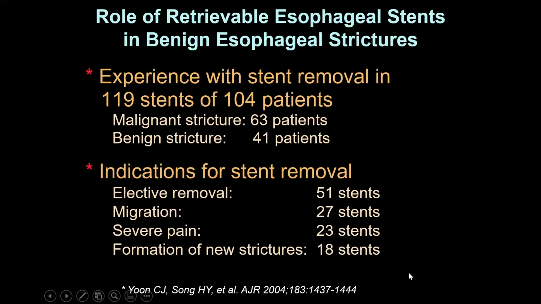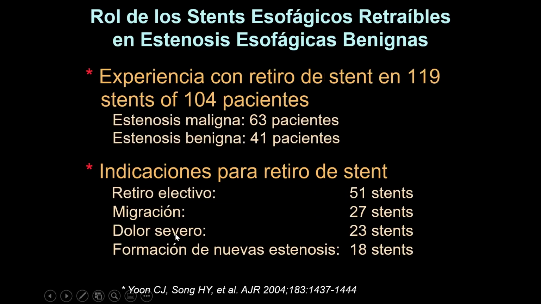In 2004, we reported our experience with stent removal in 119 stents of 104 patients. The underlying causes of stricture were malignant stricture in 63 and benign stricture in 41. The indications for stent removal were elective removal in 51, stent migration in 27, severe pain in 23, and formation of new stricture in 18.